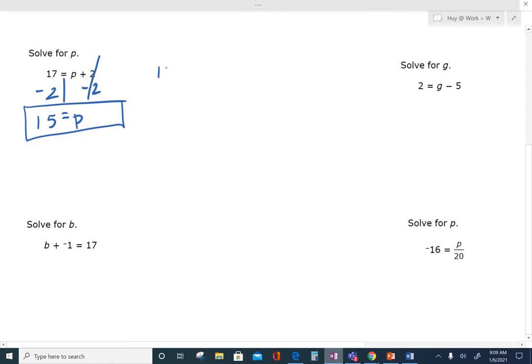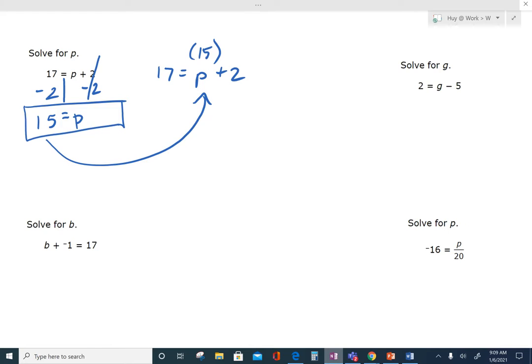And if you want to check your answer, just put your answer back into the equation. 17 equals P plus 2. Does 15 plus 2 equal 17? Yes, it does. You know that your answer is correct. All right, I love solving equations because it's so easy to check your answer.